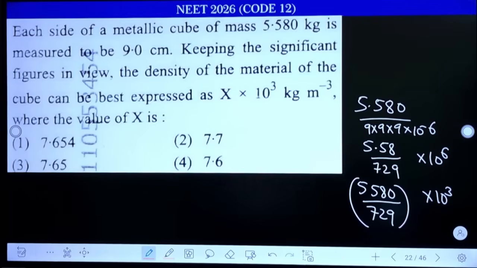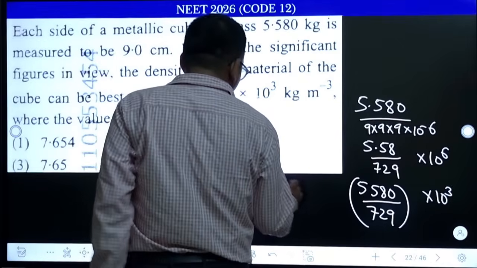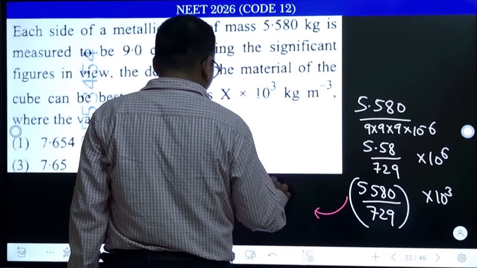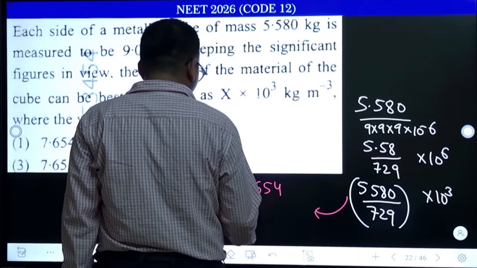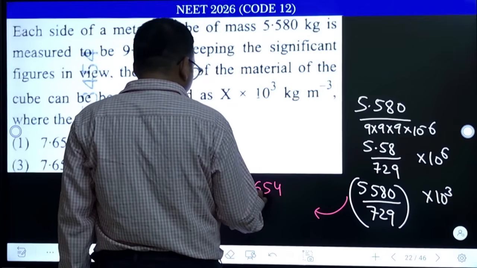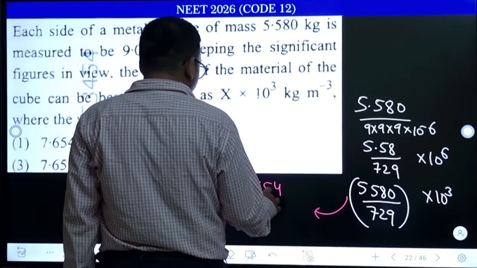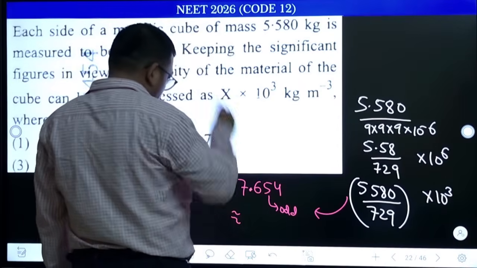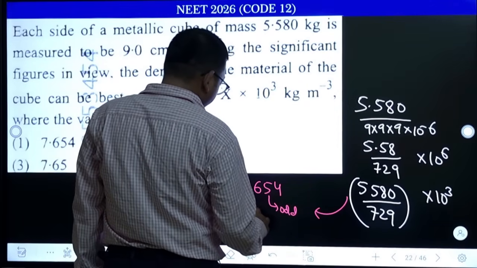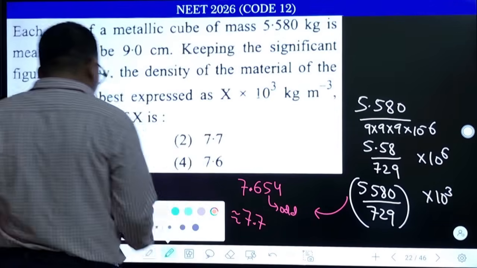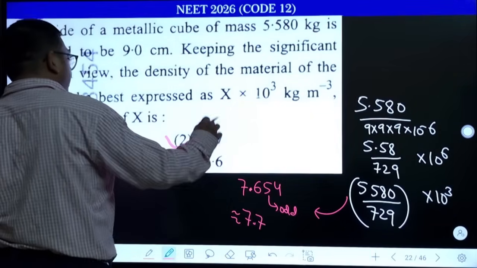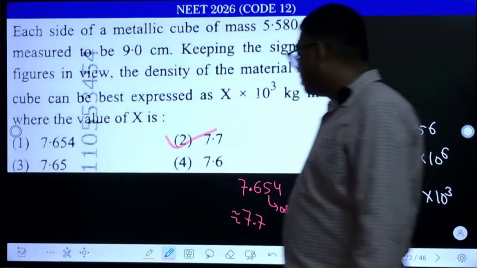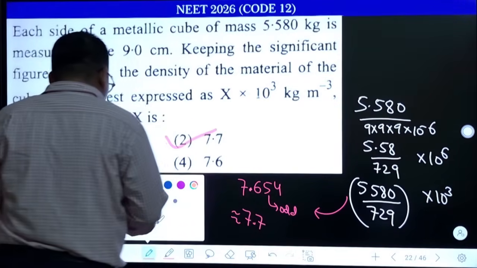If you check this calculation, it will come 7 point, 7.654 like that. And now you have to round off to 1 digit. This is an odd number, so you drop this and this will increase. It will become 7.7, right? So this is again a hectic calculation. Time waste calculation. No sense. Okay, let us move next.